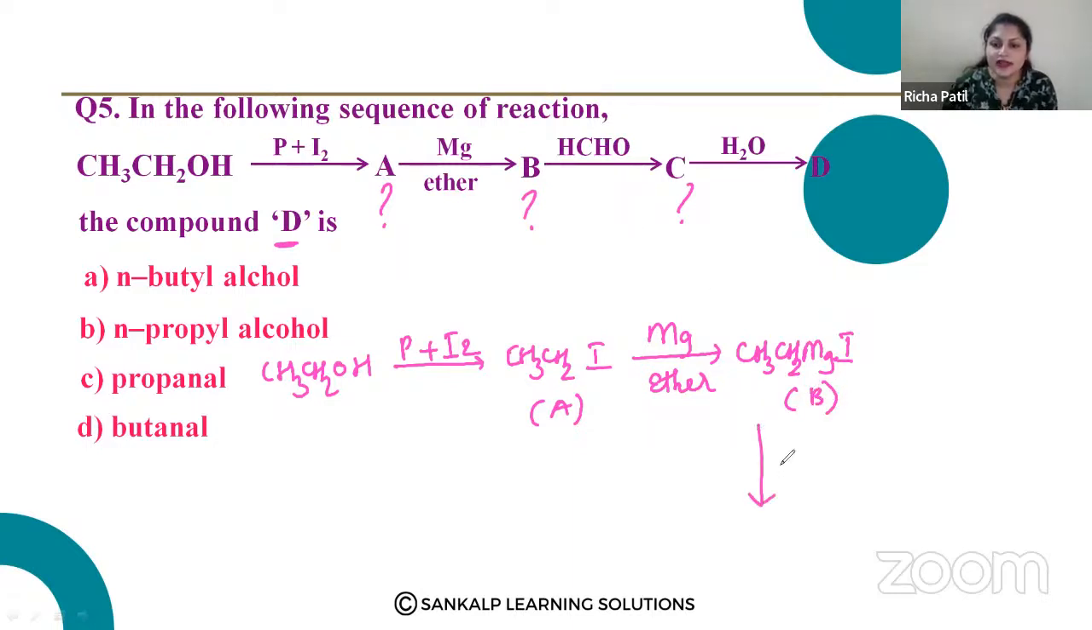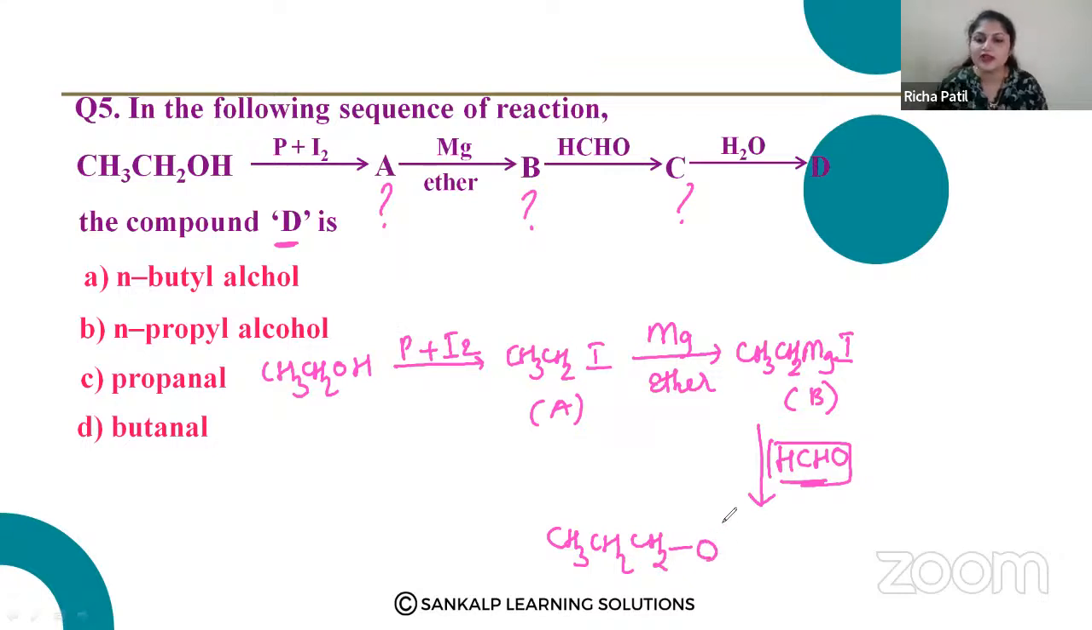Now this is further treated with formaldehyde. So what is happening here? CH3CH2, and from the formaldehyde what adds is your CH2. Okay. In between these carbons there is again an addition of carbon. So here there is an increase in the carbon chain. So CH2O gets added from the formaldehyde, and you get MgI. So this is your C.